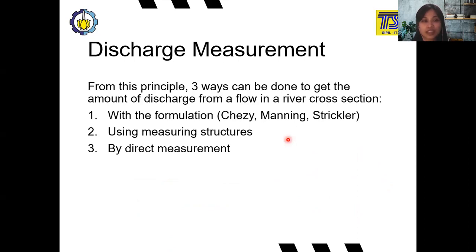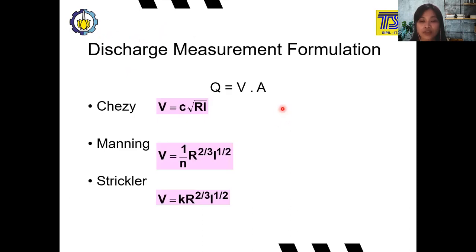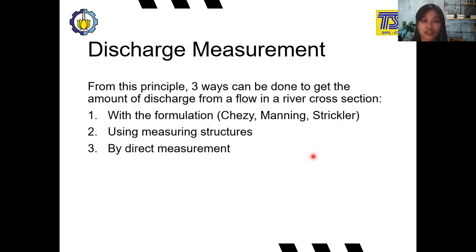For the discharge measurement, there are 3 ways that can be done. The first one is using formulation. For the discharge measurement, you can use the formulations of Chezy, Manning, and Strickler. But these 3 formulations are not for the discharge measurement, but for the flow velocity. So for the flow velocity, you can calculate it using the Chezy, Manning, or Strickler equation. The second way is using the measuring structures. And the third way is by direct measurement.